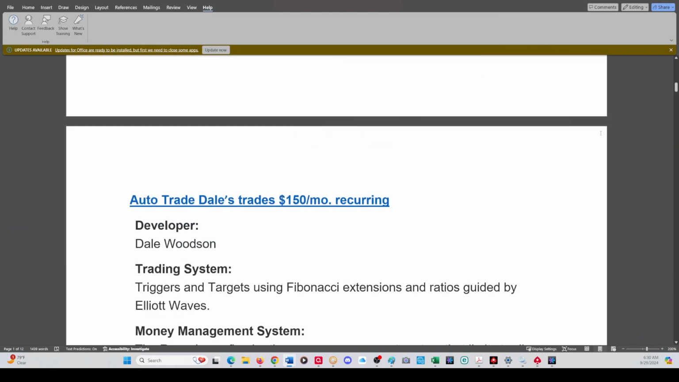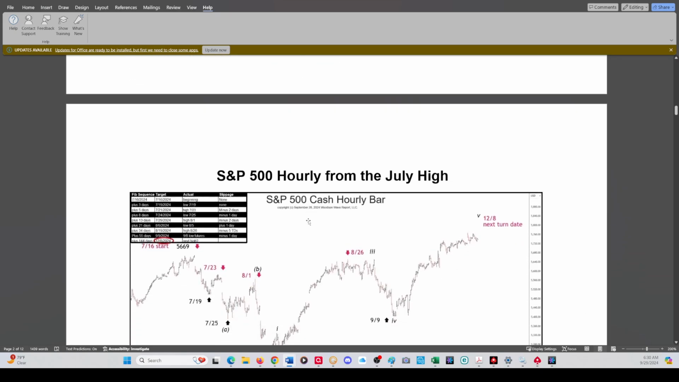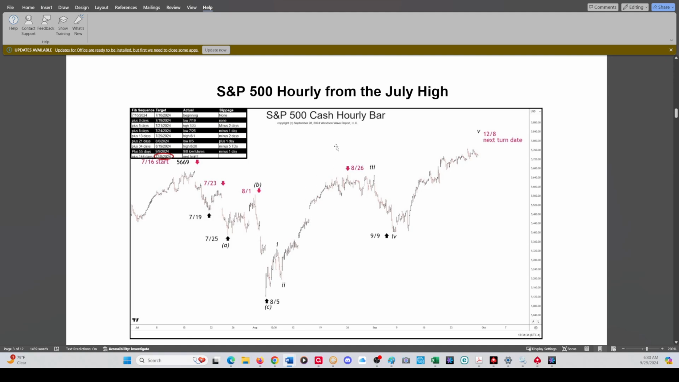All right. Again, there's the auto trade. There's all the details there. There's our disclaimer there. Okay, here's that hourly chart on the cash S&P now. It's a little bit different, 7/16 start date, but you can see from the start date it marked a high, which meant the next move is down. So it went from red to black, red to black, red to black, red to black.